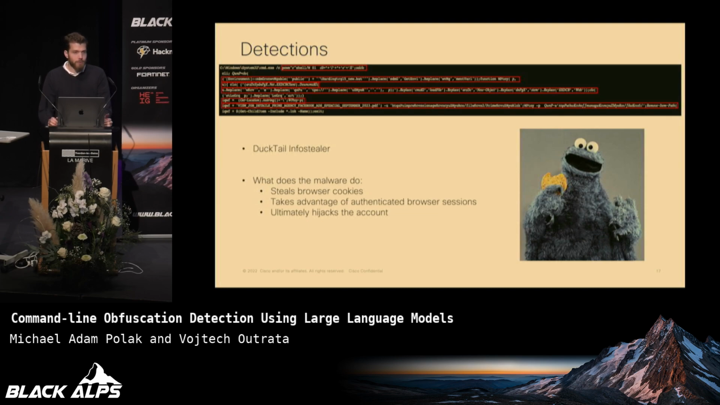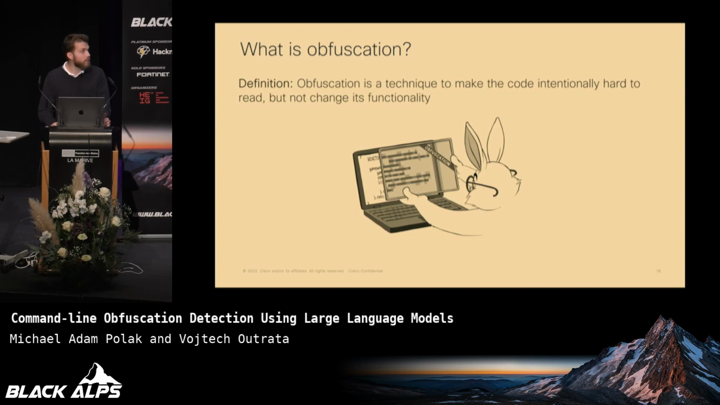So, as we've seen, it's really important to detect obfuscation, and it's a great way to actually detect new types of malware without using IOCs. So let's first take a step back and look at what obfuscation actually is. Obfuscation is a technique to make code intentionally hard to read, but you won't change its functionality in any way. It also has a few legitimate use cases.